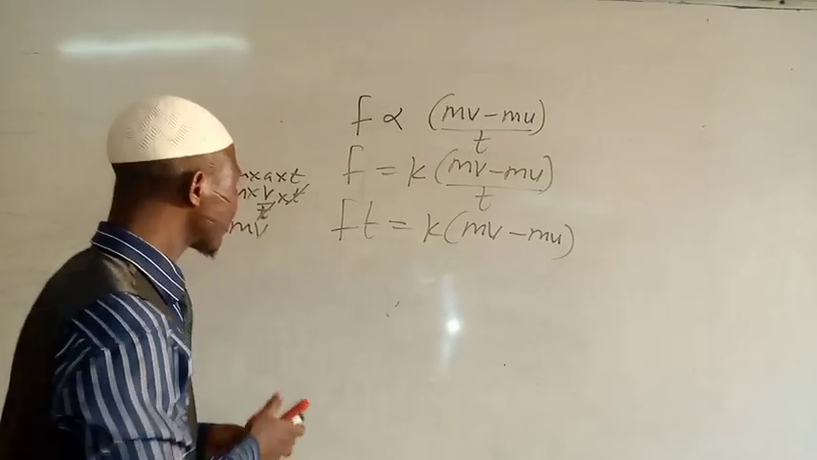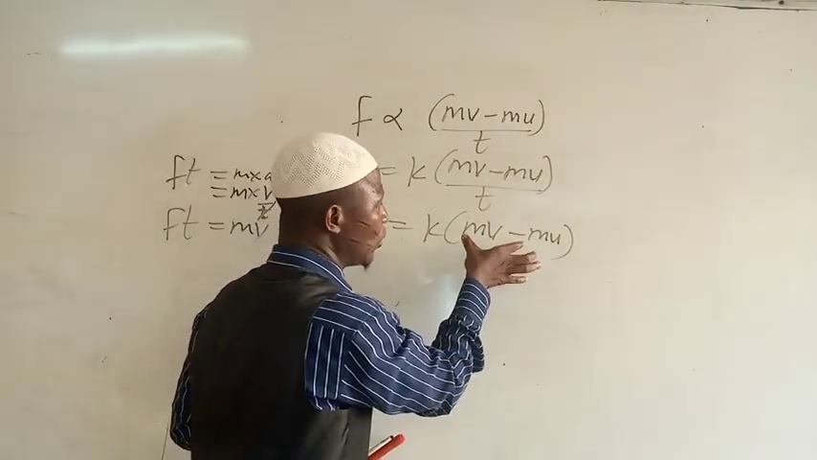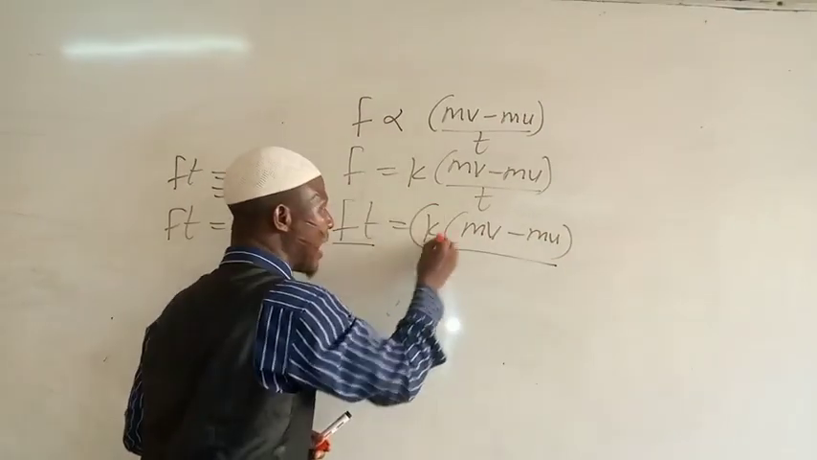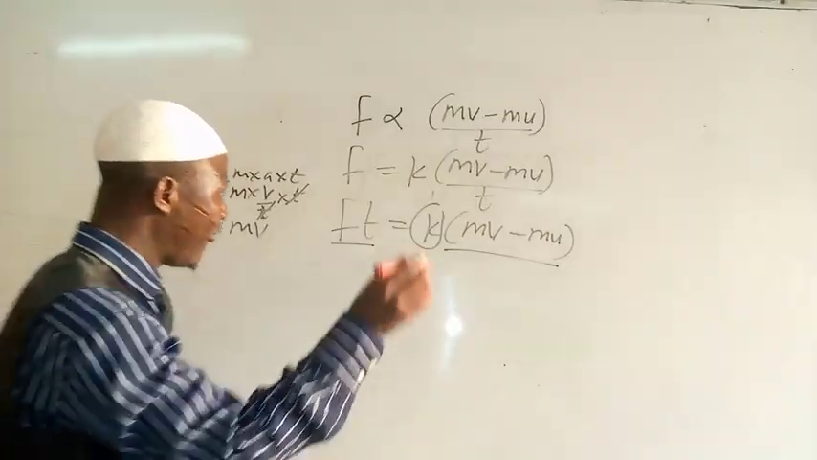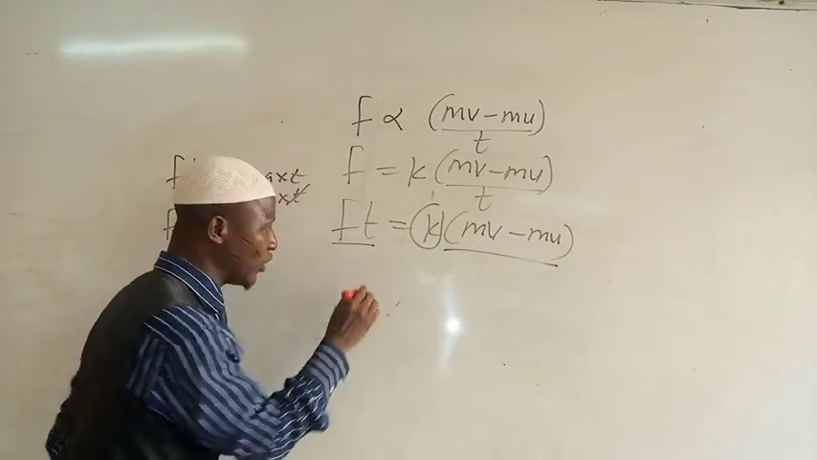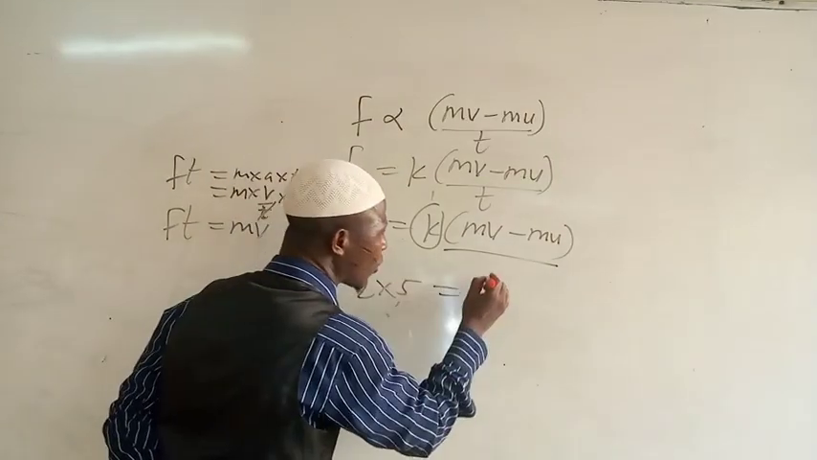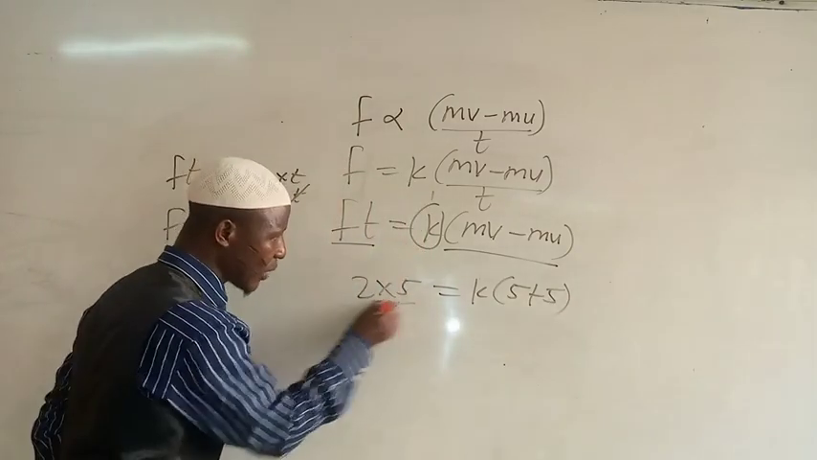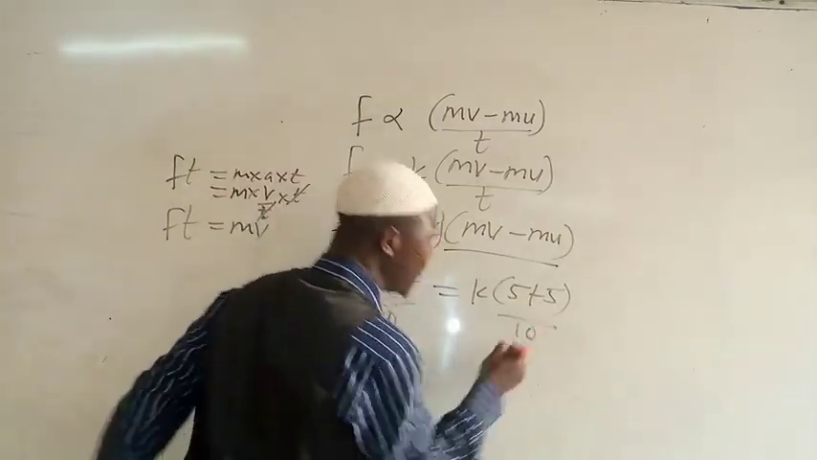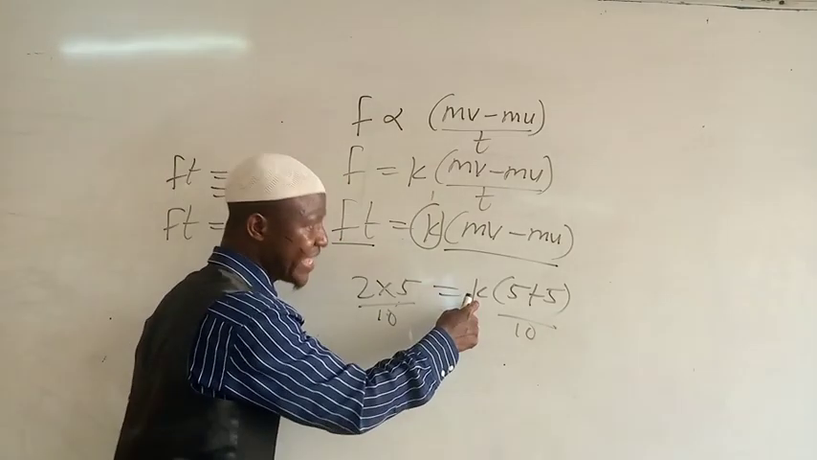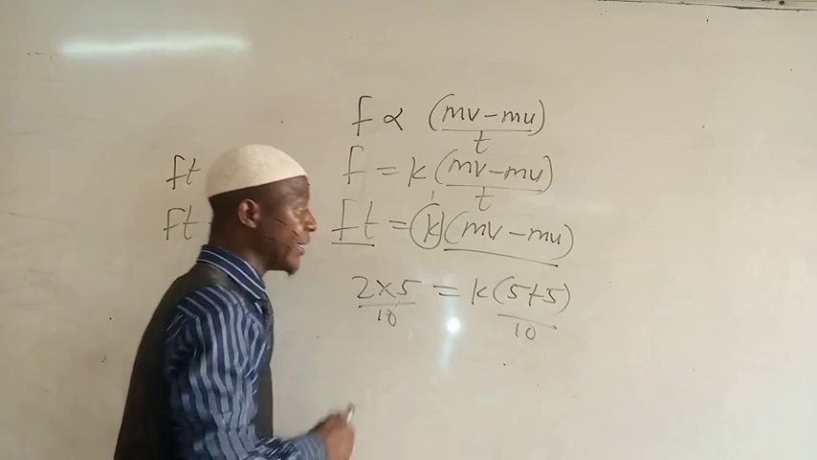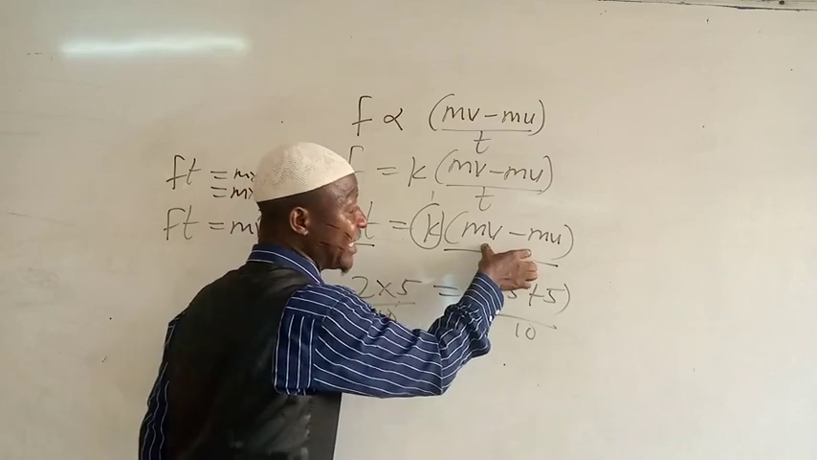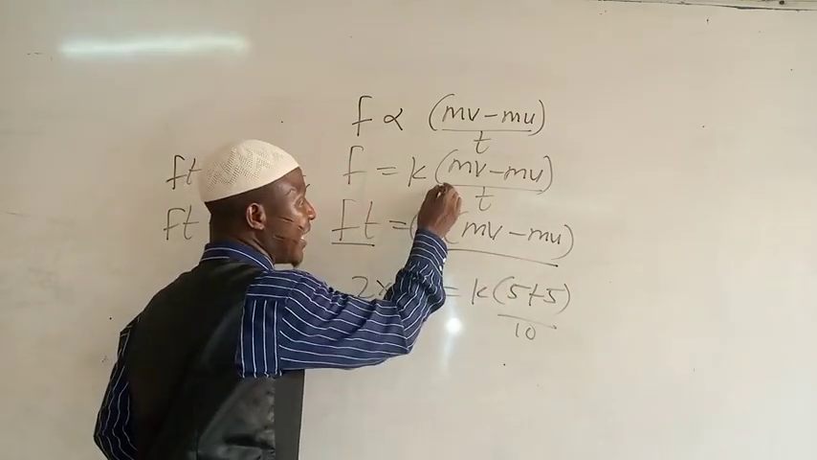Now let's come back here. If impulse is equal to change in momentum or momentum, it means this one is equal to this. Then what will now be the value of this k? Just like when you have something like this, 2 times 5 is equal to k(5 plus 5). Since this one will give you 10 and this one also will give you 10, it shows that this k is automatically equal to what? 1. Since impulse is dimensionally equal to change in momentum, the value of k here is 1.